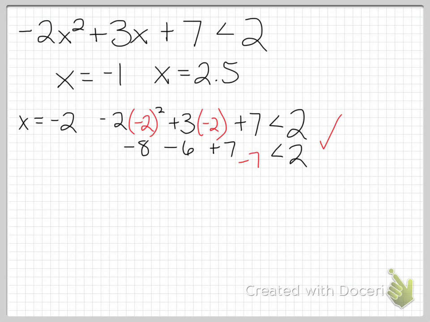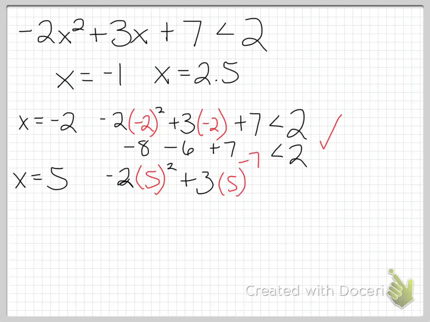So let's go back to 5. 5 is another good number, easy to multiply. So if we plug in a 5, then we would have negative 2 times 5 squared plus 3 times 5 plus 7 must be less than 2. Let's see if that's actually true.